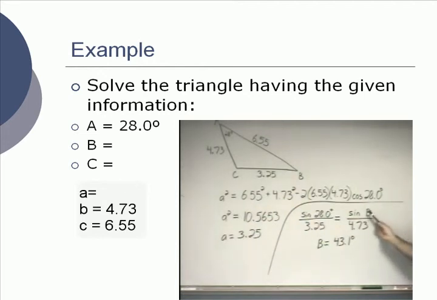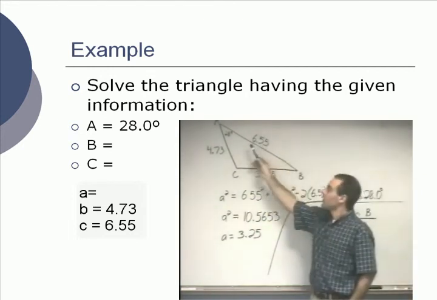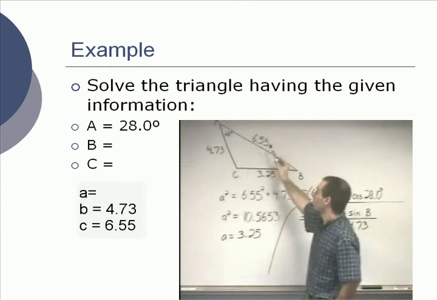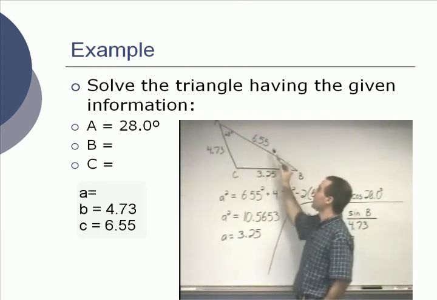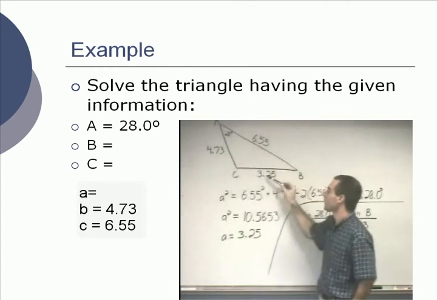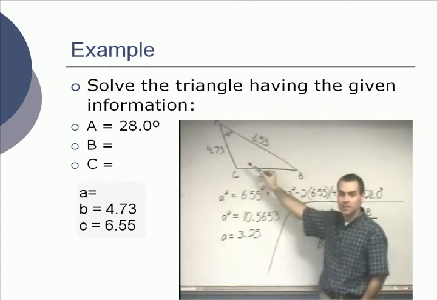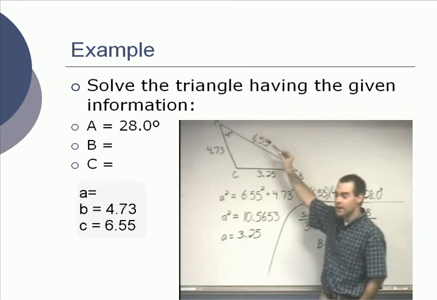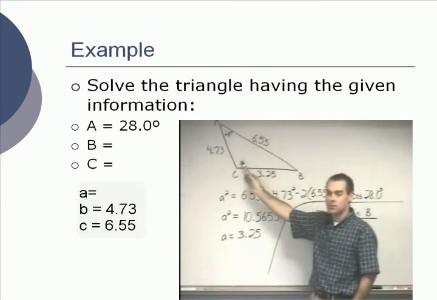If you find angle B next, we get 43.1 degrees. By looking at this triangle, after we know 3.25, what angle is going to be the biggest one here, A, B, or C, just by looking at the side lengths? C is, because it's opposite the longest side. Is there any chance that C could turn out to be obtuse?